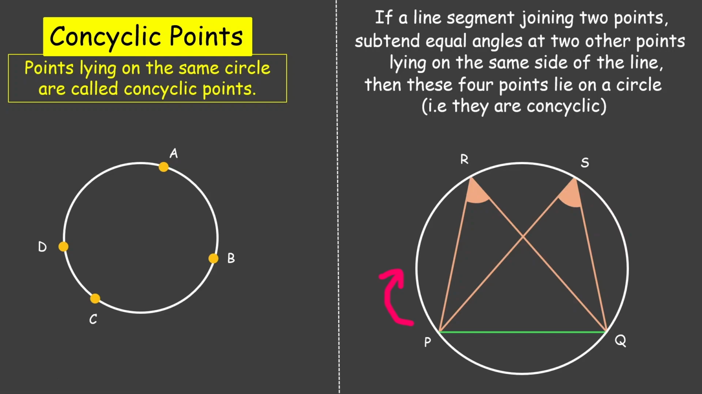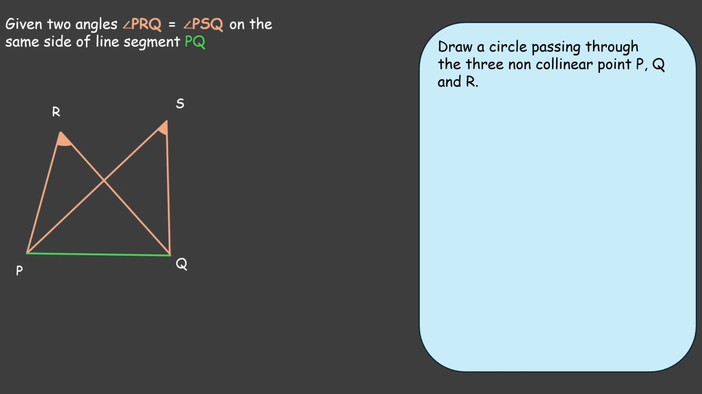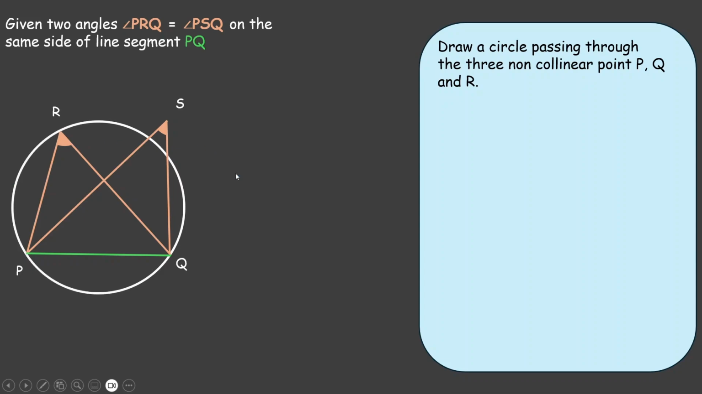Now let us look at why and how this is true. Why is it a theorem? What is given to us is two equal angles PRQ and PSQ on the same side of line segment PQ. And what we need to prove is that P, Q, S and R will all lie on one circle. We are going to prove this by contradiction. So let us draw a circle passing through 3 non-collinear points, P, Q and R, something like this. Over here, point S does not lie on the circle.